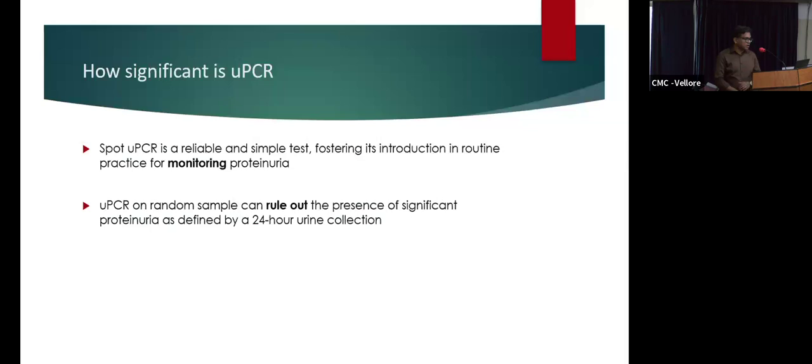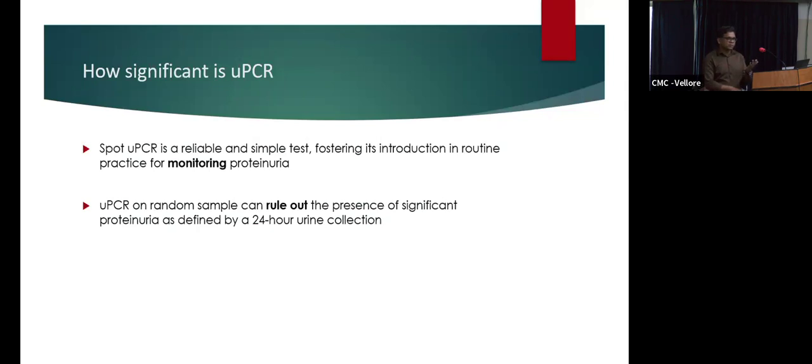So PCR is used for the monitoring of CKD, and it can be used to rule out the presence of significant proteinuria as defined by the 24-hour collection. If you are not able to do 24-hour proteinuria, you can use UPCR to rule out significant proteinuria.